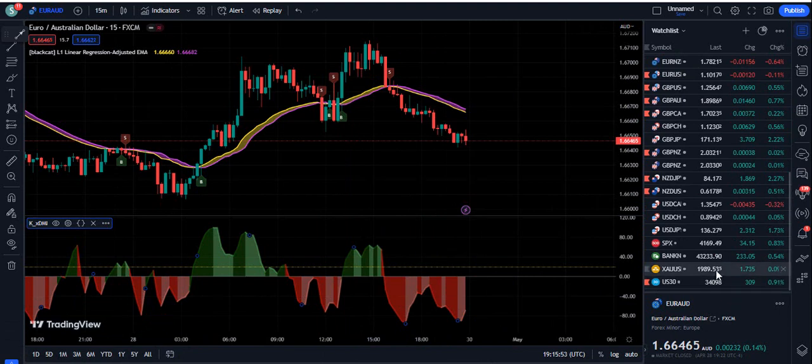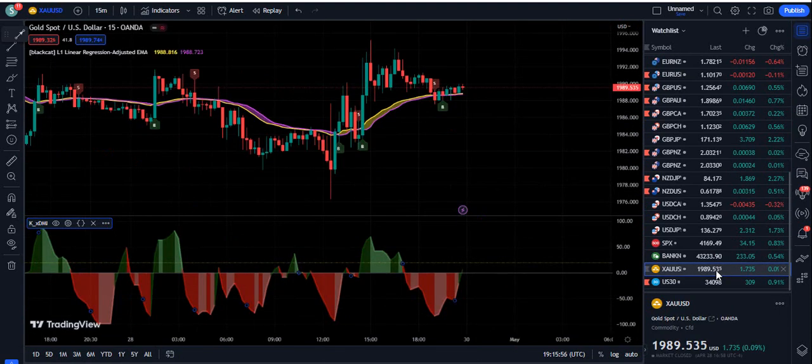Okay, so guys, I again repeat that the minimum time frame you can use is the 15-minute time frame. Do not use any time frame below that one.